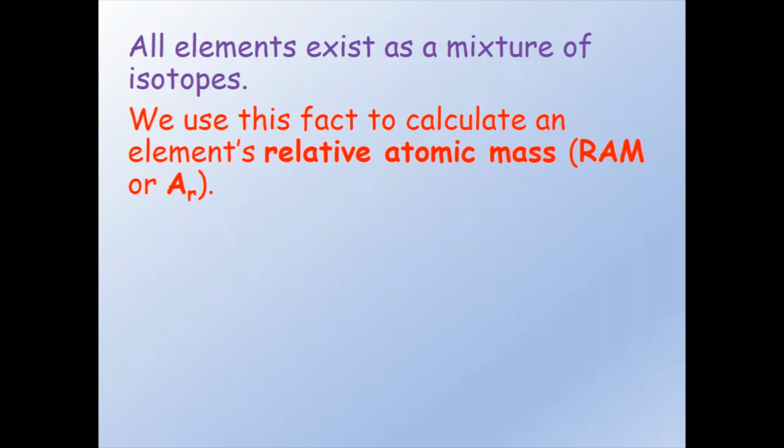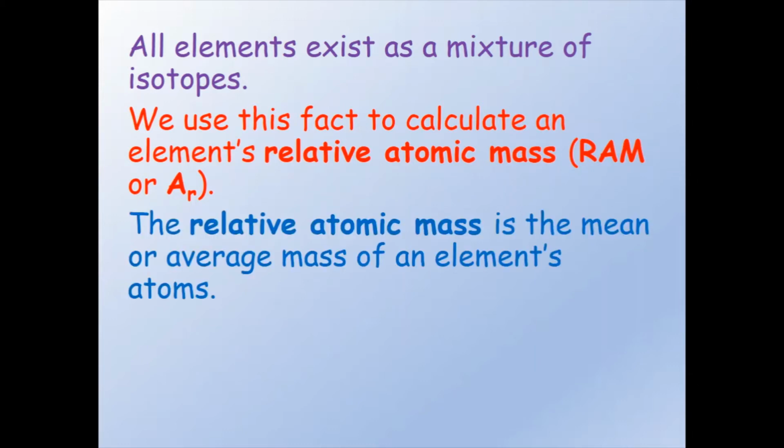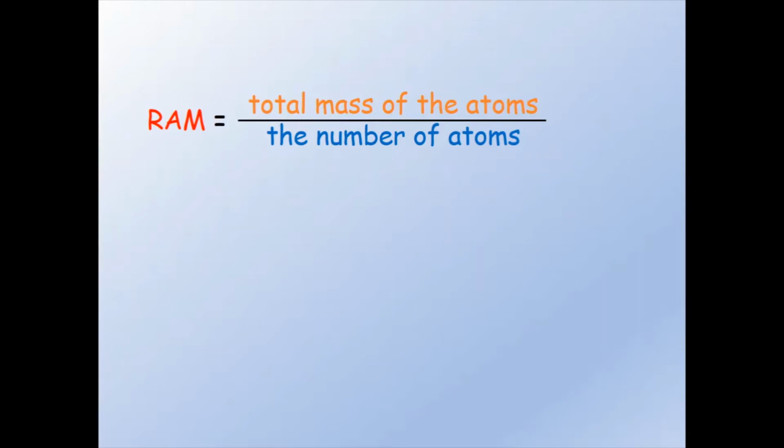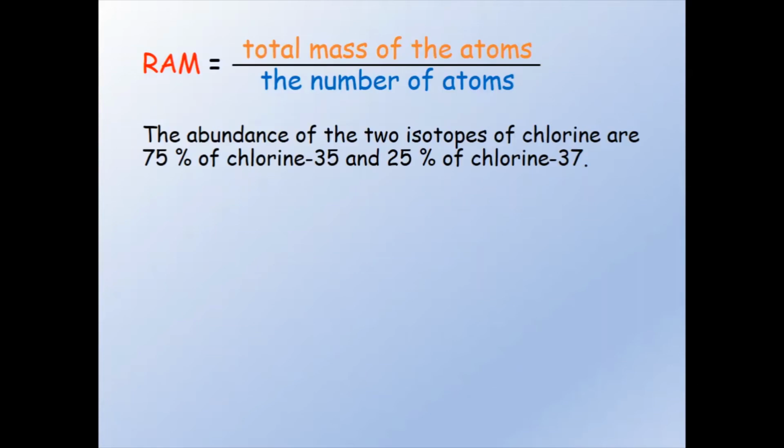or its symbol is Ar. The relative atomic mass is the mean or average mass of an element's atoms. The RAM of an element is shown on the periodic table together with the atomic number. The equation to calculate relative atomic mass is RAM equals total mass of the atoms divided by the number of atoms. We are going to look at an example now.